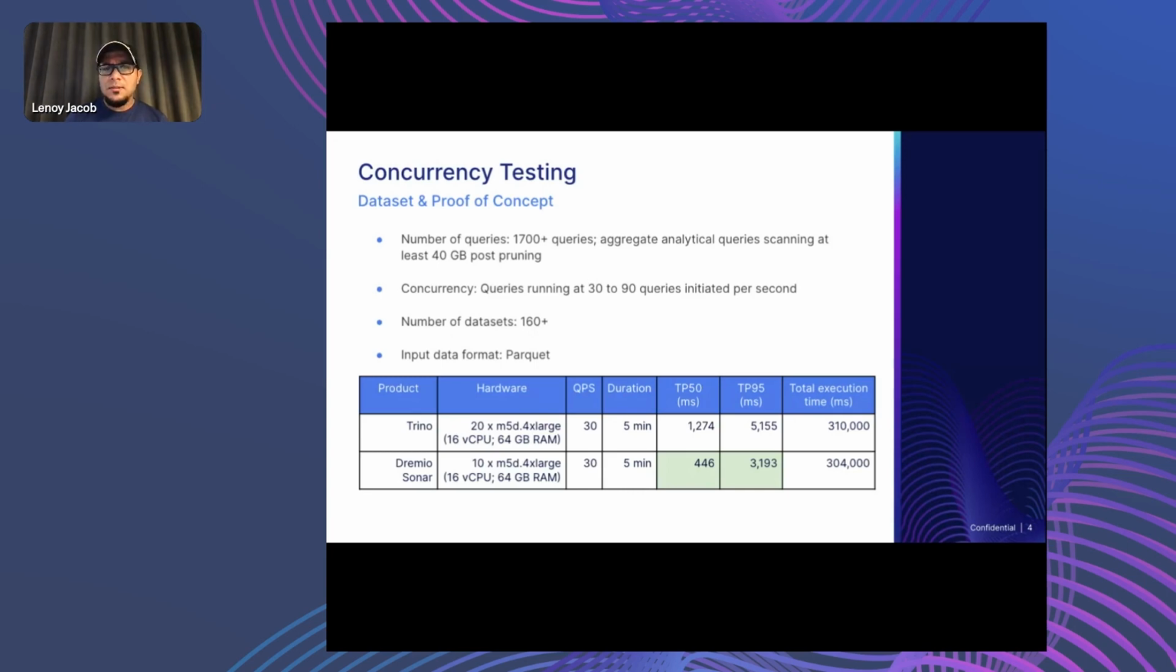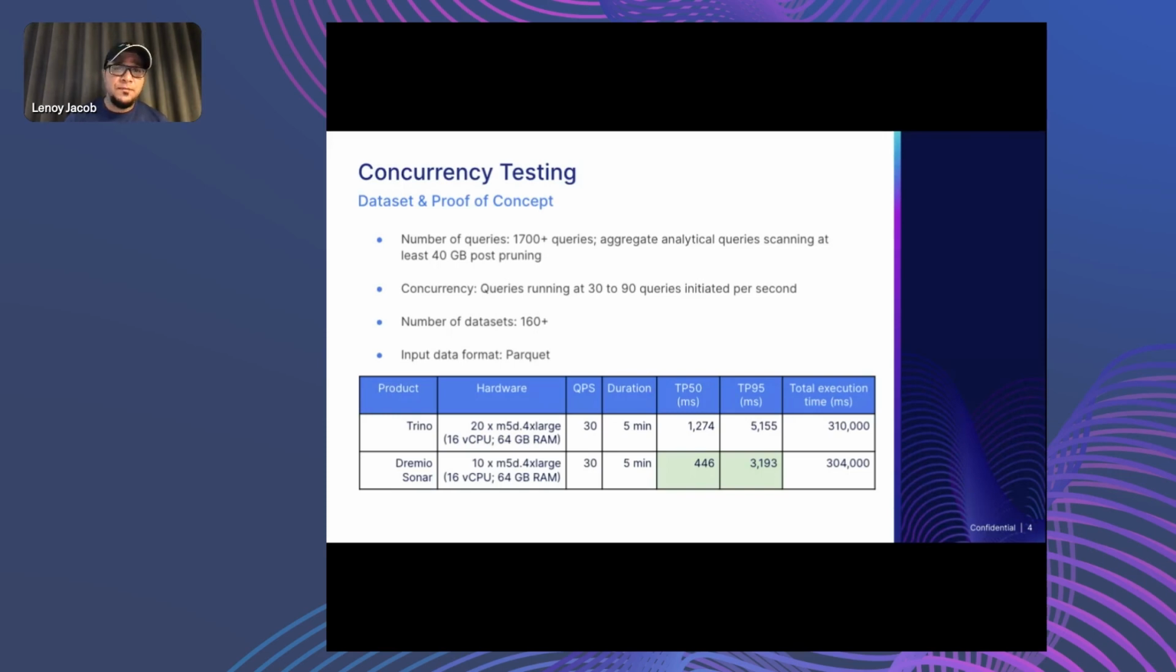So looking at the results, we can see that Trino used about 20 workers with 16 cores and 64 gigs of memory. And there were 30 queries randomly selected from the set of 1,700 queries that they provided and initiated against Trino and Dremio for about 5 minutes at a rate of 30 queries per second, right?